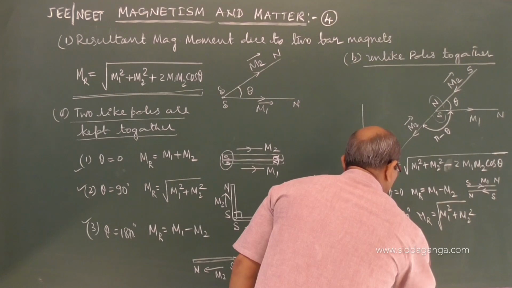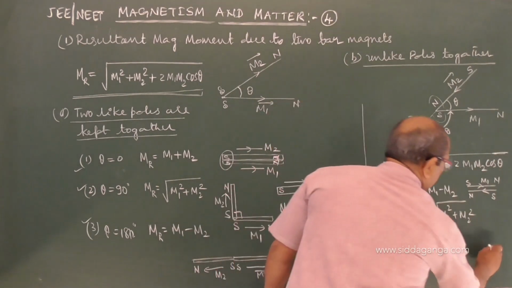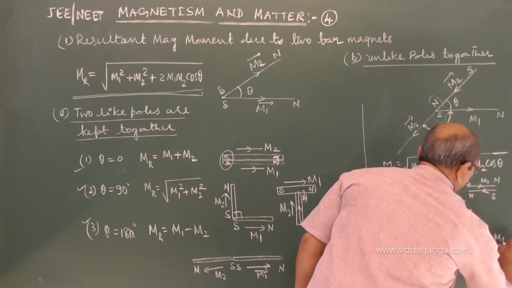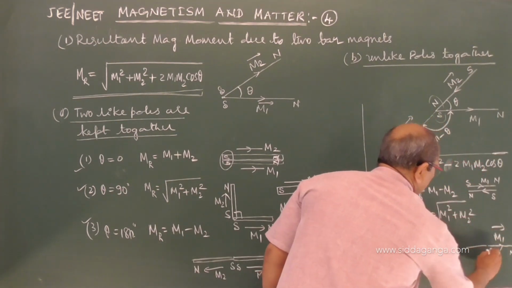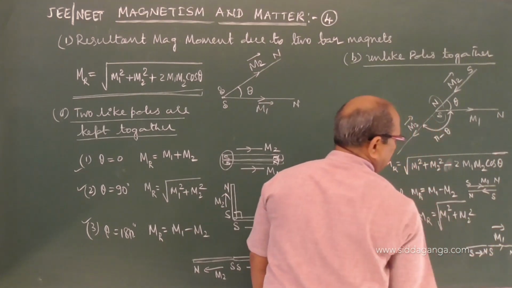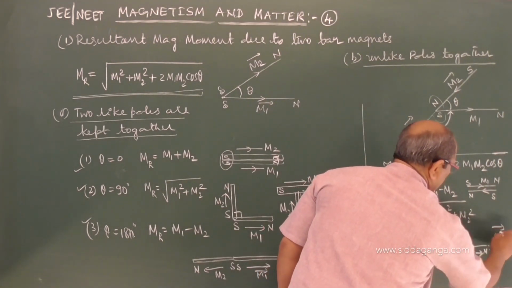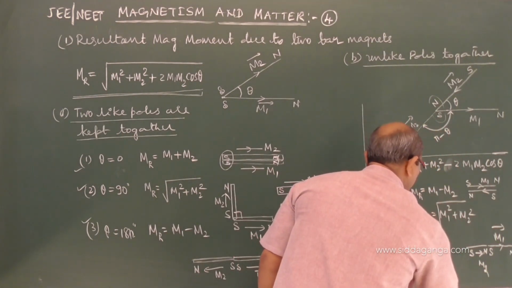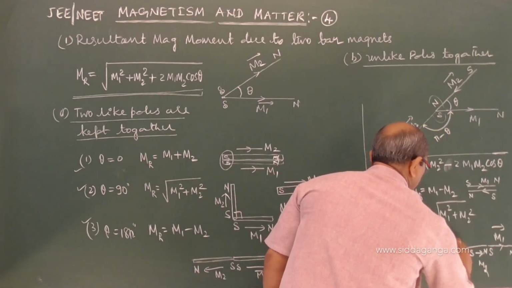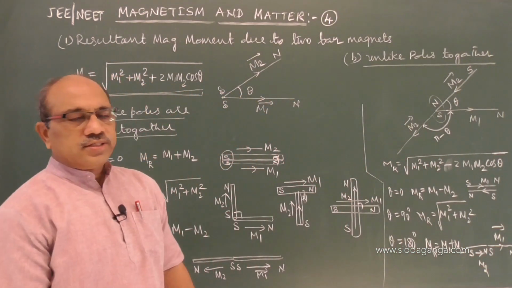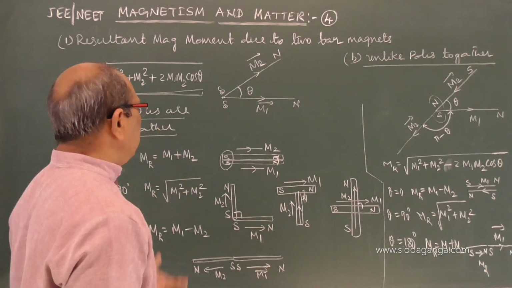When theta is 180 degrees, that means if I place the S and N of M1 and the opposite is N S, so this is also in the same direction. M1 and M2 act in the same direction. Therefore, it becomes MR equal to M1 plus M2. So, two different cases of magnetic moments.